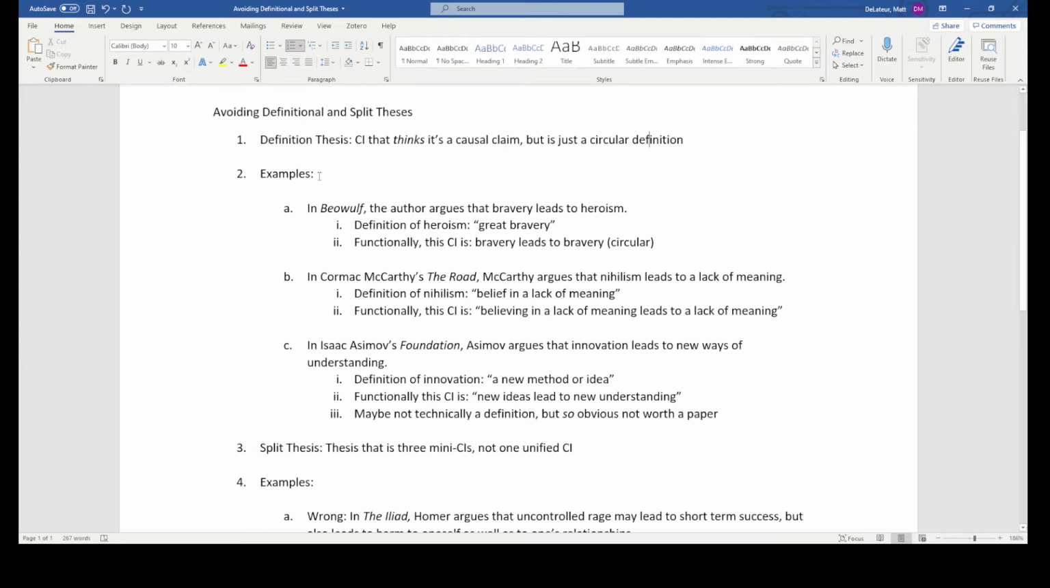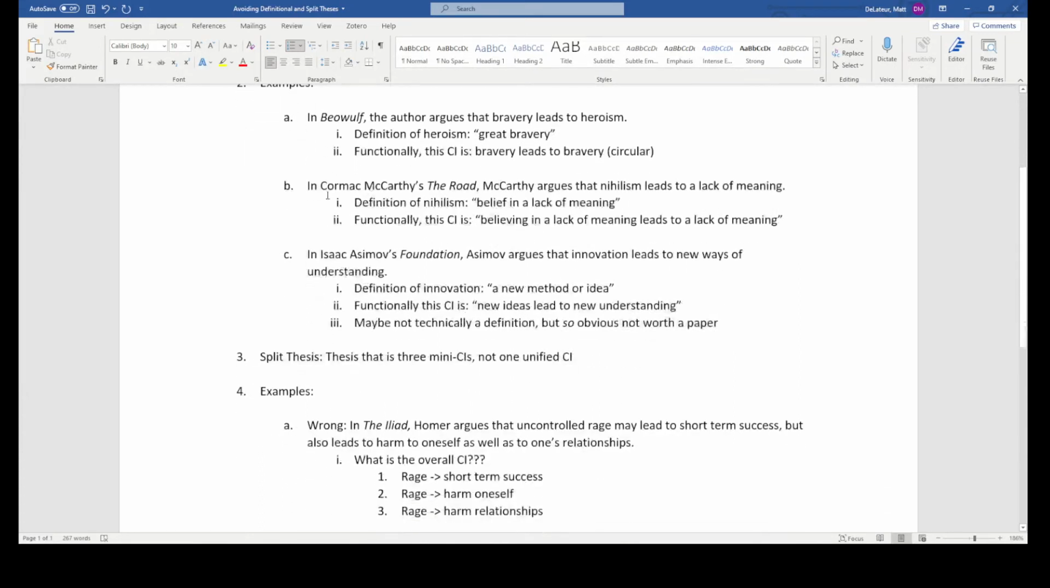But the truth is, if you just look at the definition of heroism, I just Googled it. Do you know what comes up first? Great bravery. So if I just substitute in great bravery like a variable in math, right? I just replace heroism with great bravery because they are fundamentally equivalent. Functionally, what this CI is, is bravery leads to bravery, which is obviously circular and not proving anything. It's like saying a banana is a banana. You haven't proven anything, that's just a definition.